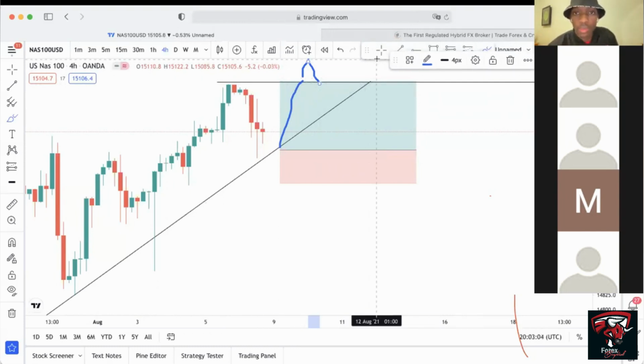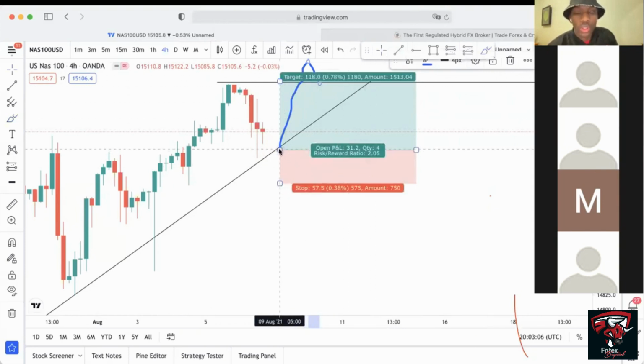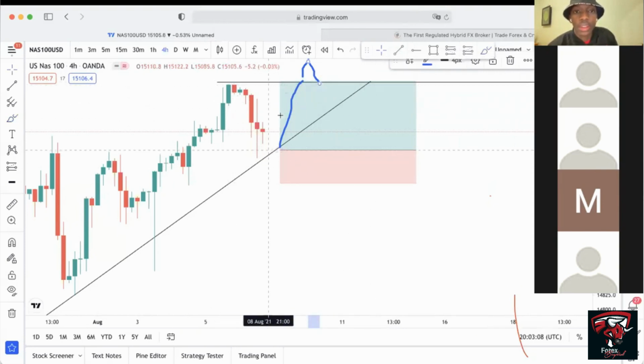So I have two buying setups. One would be on the trend line. Second would be on the high. Right, I actually want this high to be broken. We wouldn't be looking to sell here because NAS is forever bullish, guys. So I want this high to be broken, and wait for the retest of the high to continue moving up.